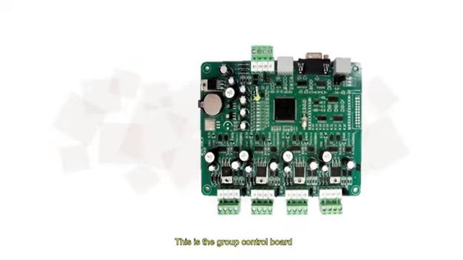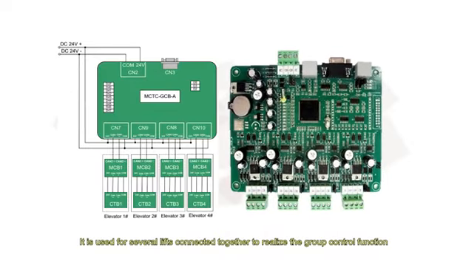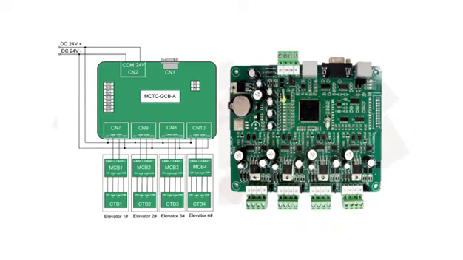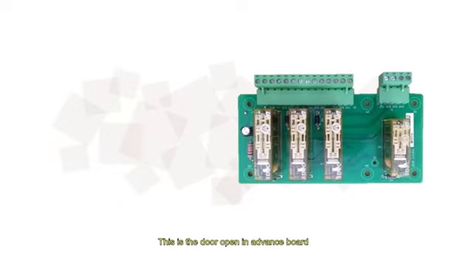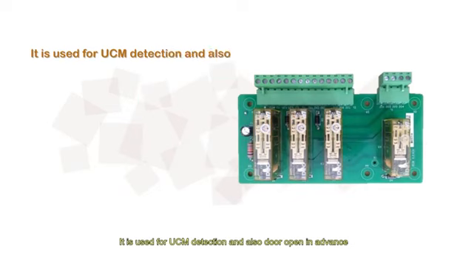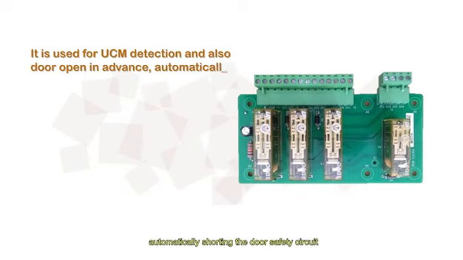This is the group control board. It is used for several lifts connected together to realize the group control function, making the lift run in the most efficient way. This is the door open in advance board. It is used for UCM detection and also door open in advance, automatically shorting the door safety circuit.